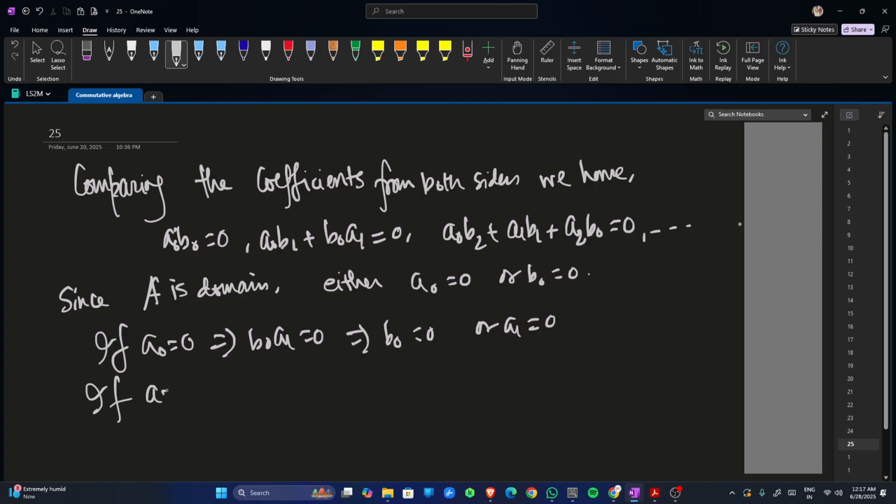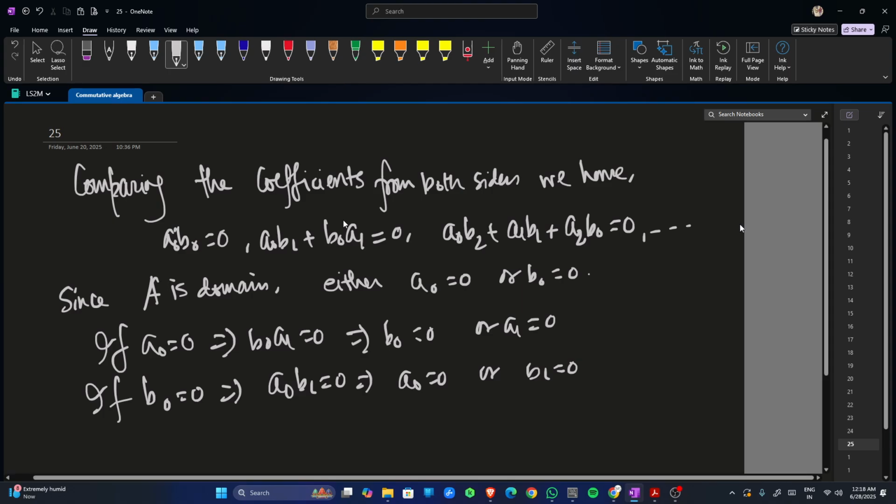If b0 equal to 0, this implies a0 b1 equal to 0, this implies a0 equal to 0 or b1 equal to 0. So in any case, you have either b0 equal to 0 or b1 equal to 0. We know a0 equal to 0 or b0 equal to 0, right? Yes, at least one of them.